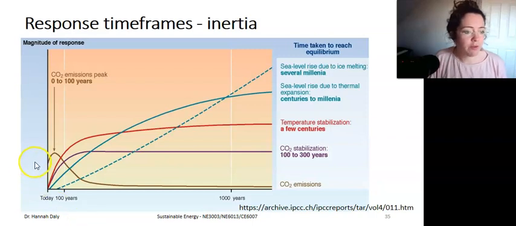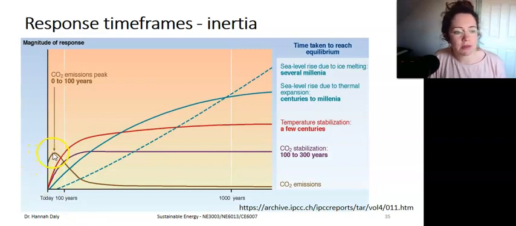So, for example, if we peaked CO2 emissions immediately, so if this is CO2 emissions and it goes to zero, this is what will happen to CO2 levels in the atmosphere. They'll stabilize. CO2 only stabilizes as a concentration in the atmosphere when absolute emissions go to zero, because you're emitting it and it stays concentrated in the atmosphere. Temperature then will keep rising for a few centuries beyond CO2 stabilizing in the atmosphere.